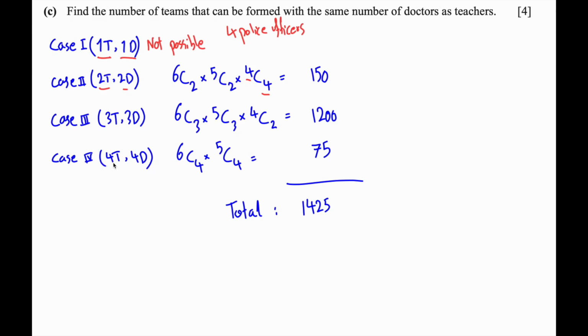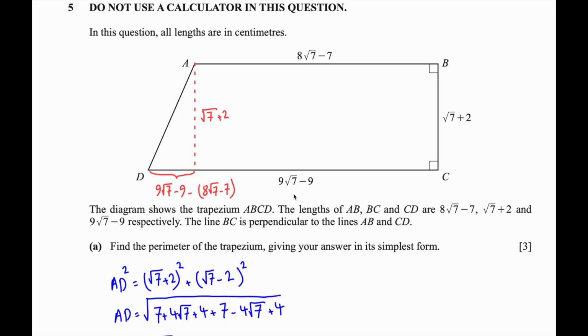And in the last scenario, I could have half of my team members to be teachers, the other half to be doctors. So I can choose the teachers from the 6 teachers I have here, 6C4 times 5C4, which is 75. So what I did within the scenarios, I used multiplication because that's the AND scenario. However, over here, I use addition. So when you add up all the scenarios, you get 1,425.